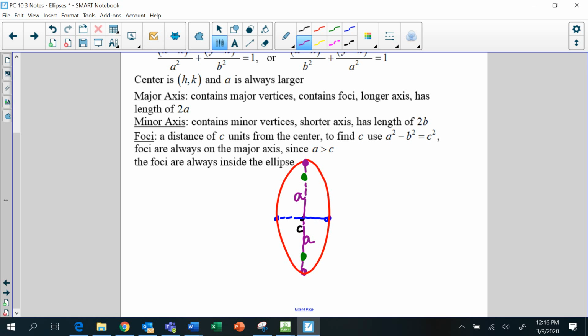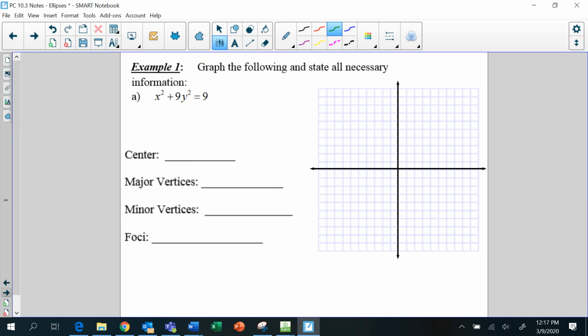So the major axis itself is a length of 2 times A, because A and A, we go out A from the center. And then the length of B, that's going to be on the minor axis. And then there's a length of C that starts at the center and just goes to the foci. Now, this entire picture could be turned so it's longer horizontal instead. But what really matters is which way is longer, so you know which way to put the C's on. Okay? So I'm going to do some examples with this.